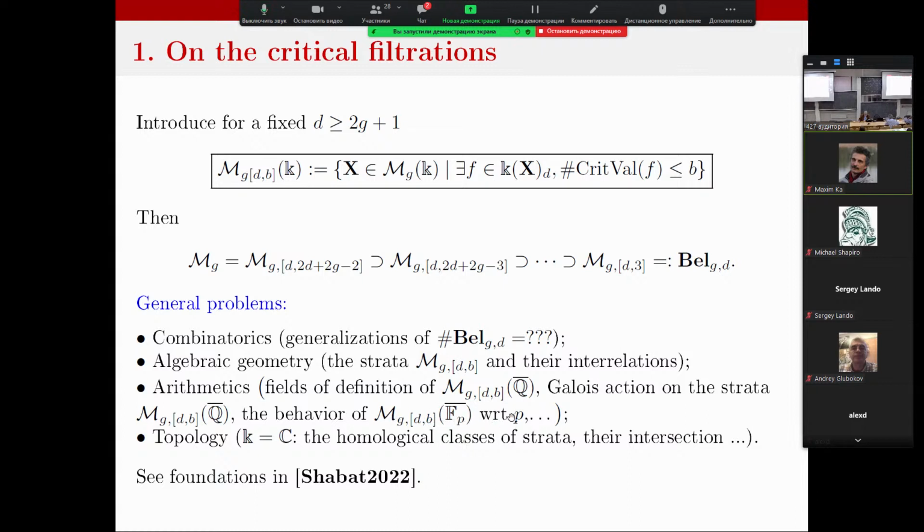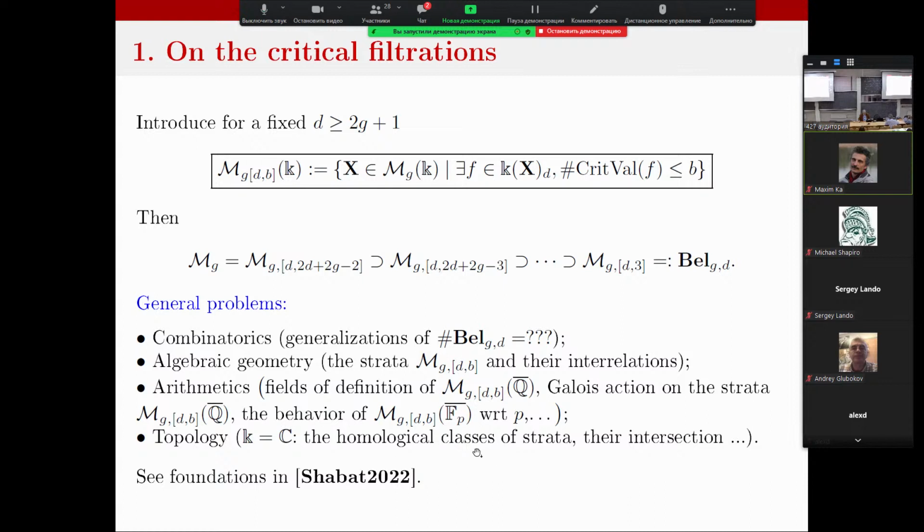So there is a delicate problem of primes of bad reduction. We consider these, in fact, algebraic geometric world constants, and we are interested in what happens with them when we reduce them modulo various primes. And finally, the obvious topological questions are natural in any mathematics that happens inside the moduli space of curves.